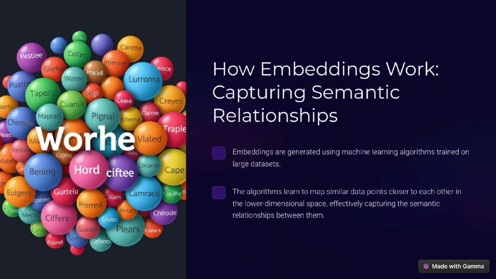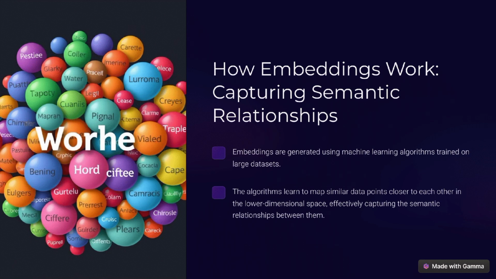They are created using machine learning algorithms that are trained on huge amounts of data. These algorithms learn to map similar data points closer together in the lower-dimensional space. For example, if the algorithm sees the words cat and dog used in similar contexts, it will place them close to each other in the embedding space. Key point: embeddings capture semantic relationships, meaning they understand the meaning behind the data, not just the data itself.